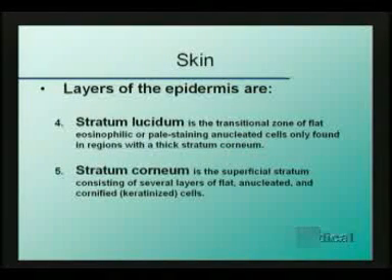And finally, the outermost layer of the epidermis is the stratum corneum, which consists of very flattened anucleated squamate cornified keratinized cells that are close to being desquamated at the most superficial layers of the epidermis.